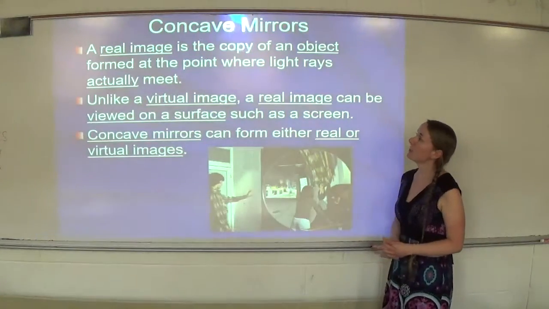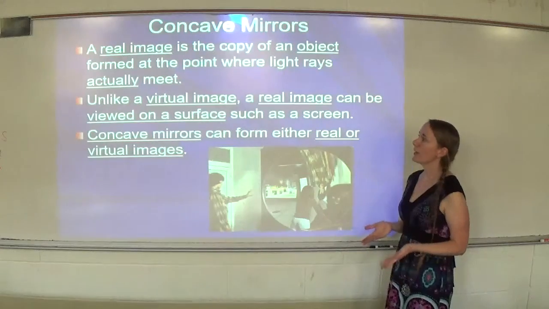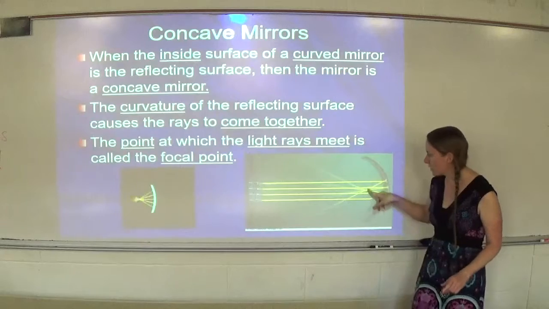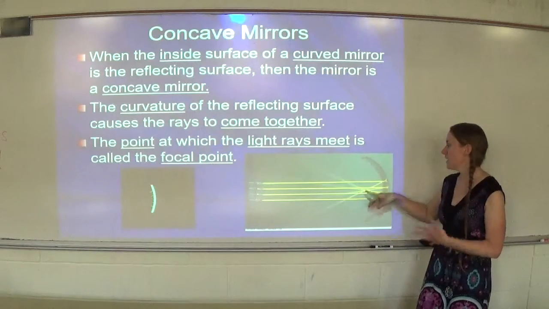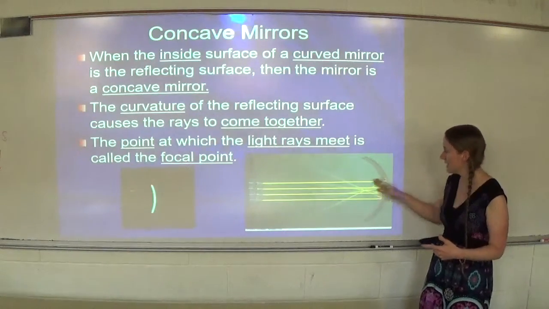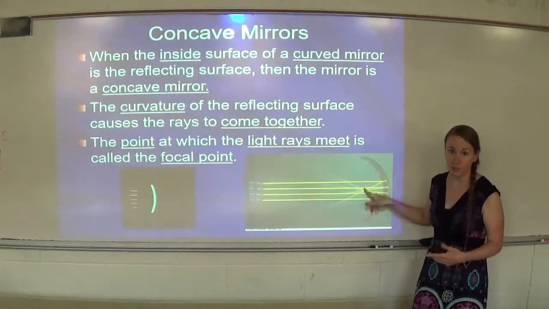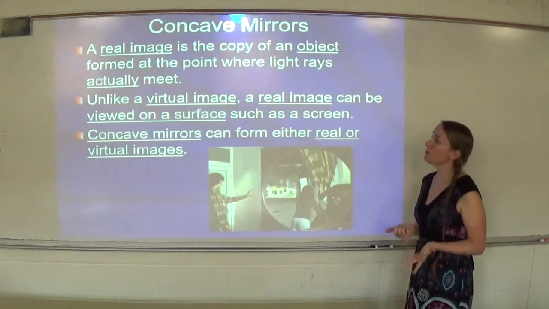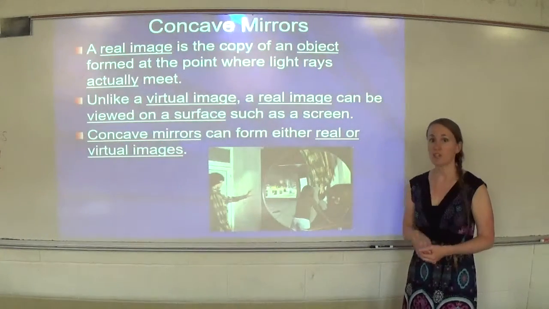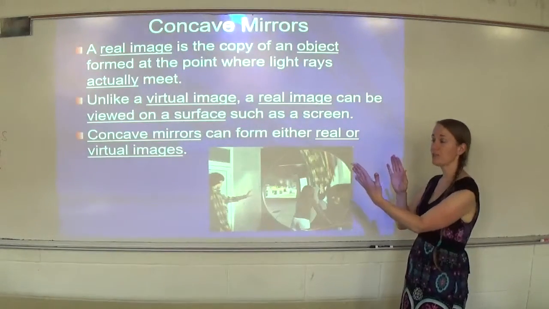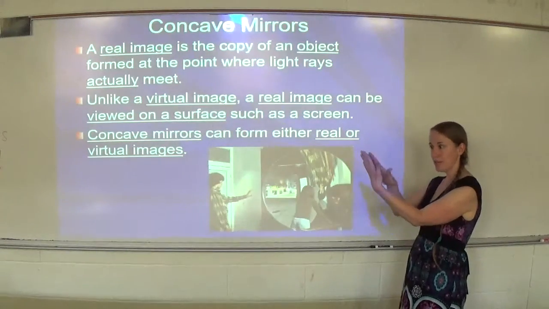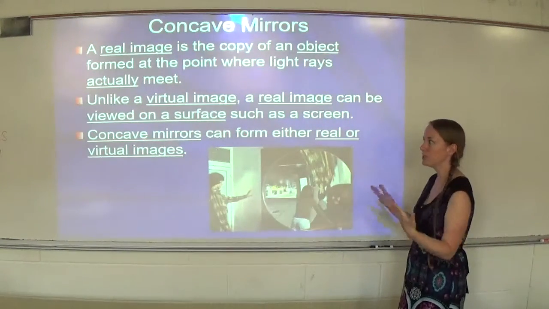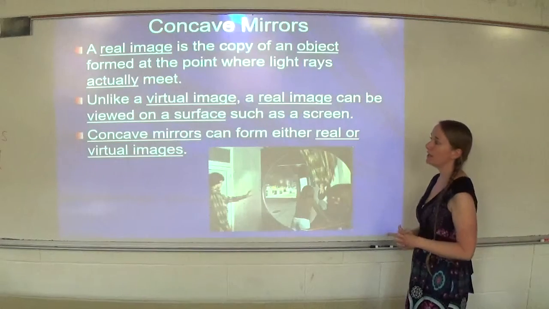A real image is a copy of an object formed at the point where light rays actually meet. So if you look on the previous slide, the rays of light are actually meeting right here. It's not like they appear to be right there. We can see it's not even behind the mirror. It's in front of the mirror, so that's where they're actually meeting. Unlike a virtual image, a real image can be viewed on a surface such as a screen. So you could hold a piece of paper in front of the mirror, and you can actually see that image at the focal point. Of course, you'll have to move the paper back and forth till you reach the focal point, so you can see a clear image.